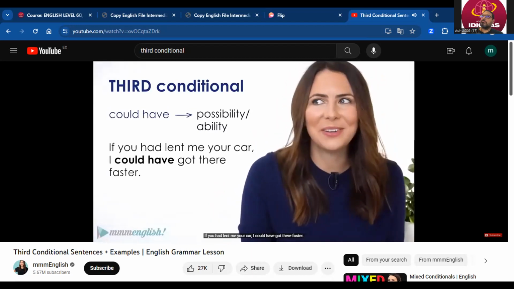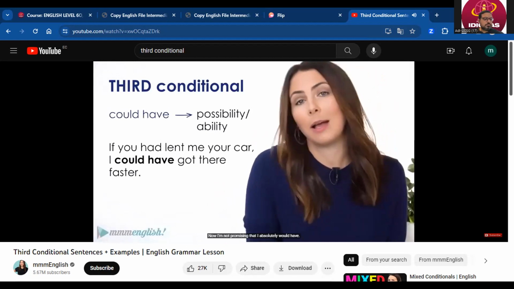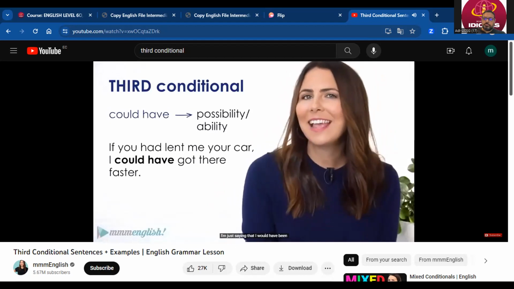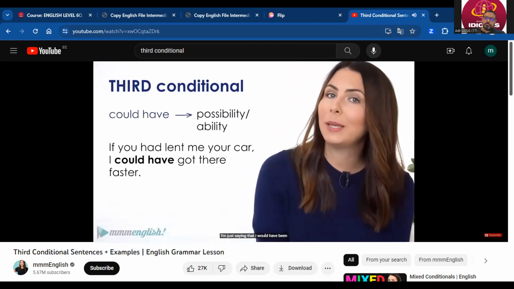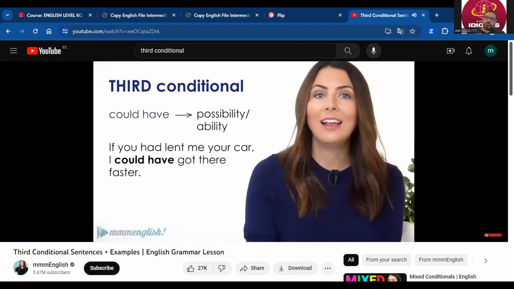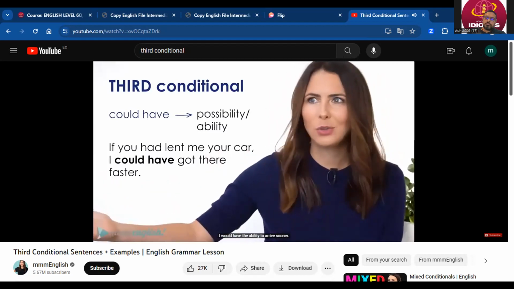Now we use could have to talk about possibility and ability. If you had lent me your car, I could have got there faster. Now, I'm not promising that I absolutely would have. I'm just saying that I would have been able to get there faster. You know, with a car, I would have the ability to arrive sooner.